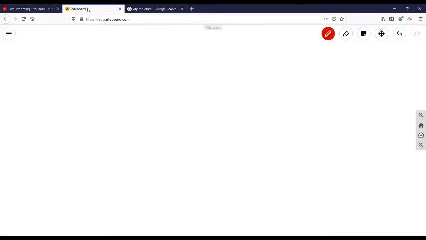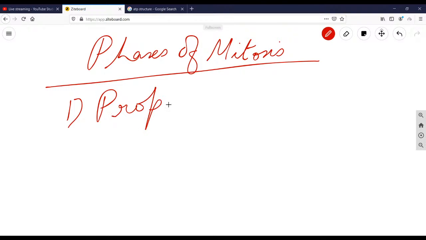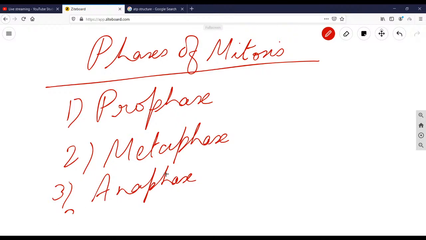Okay, good. So now we'll be proceeding to the phases of mitosis. Number one, I'll tell you the broad phases of mitosis: prophase, metaphase, anaphase, then telophase. These are the four broad phases of mitosis.